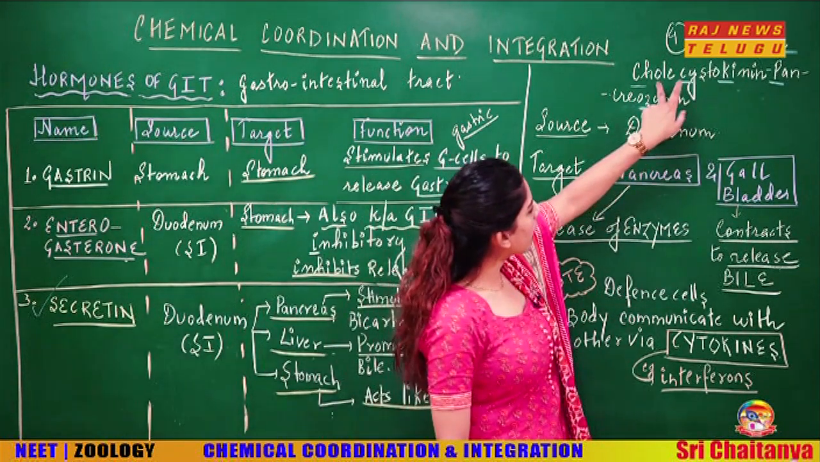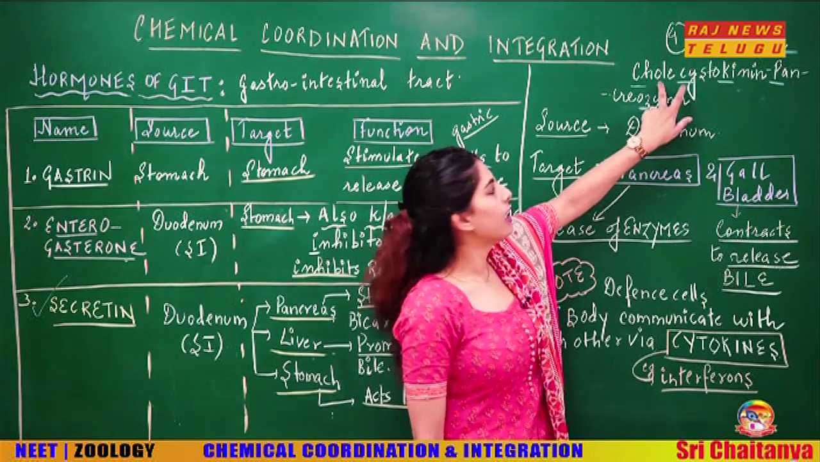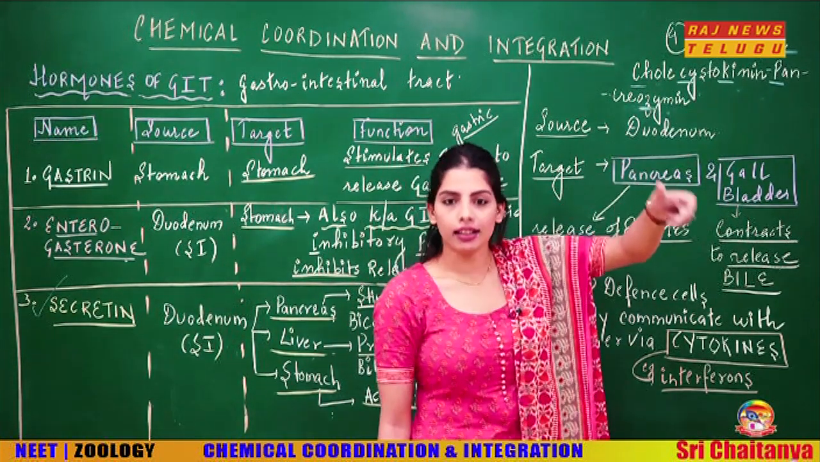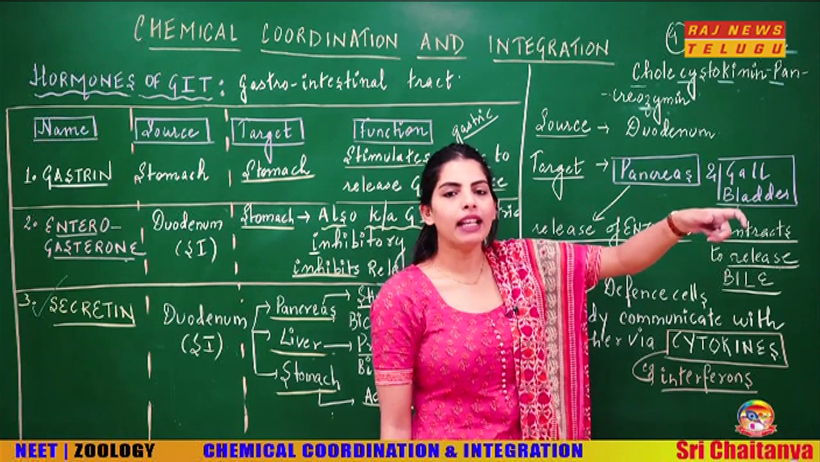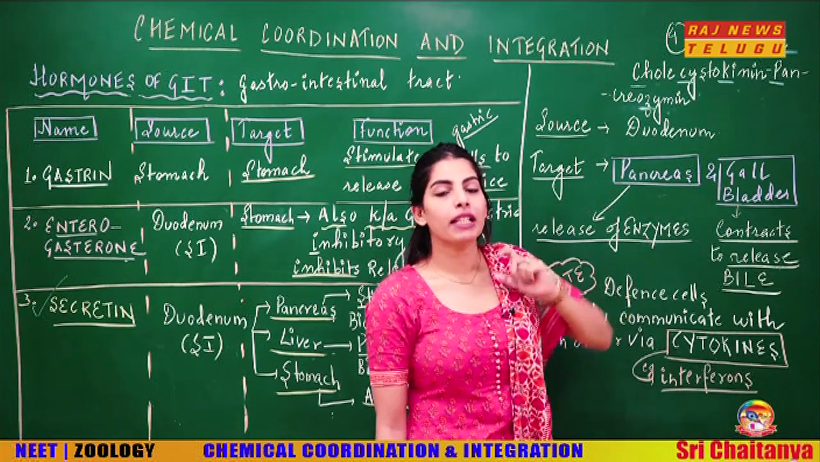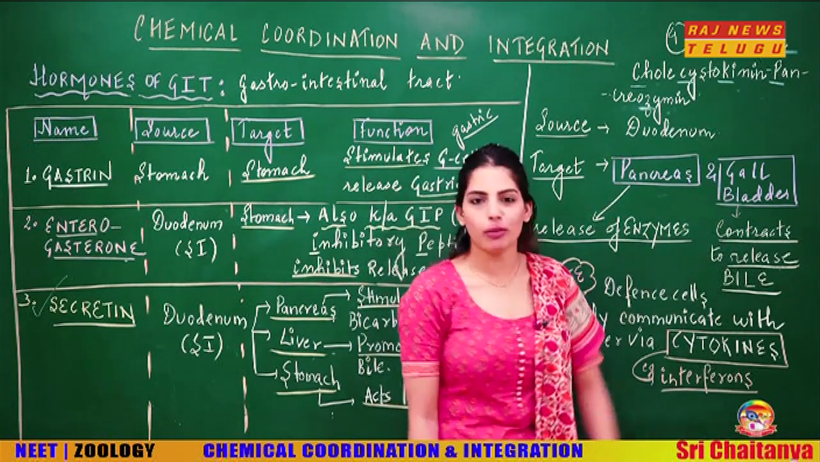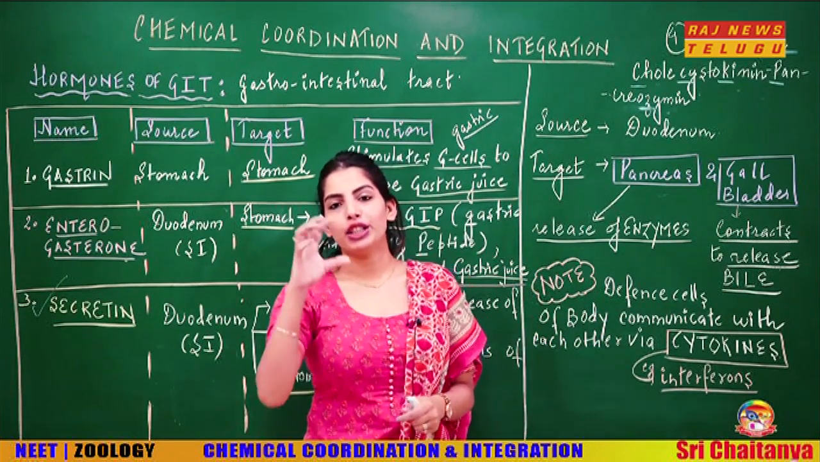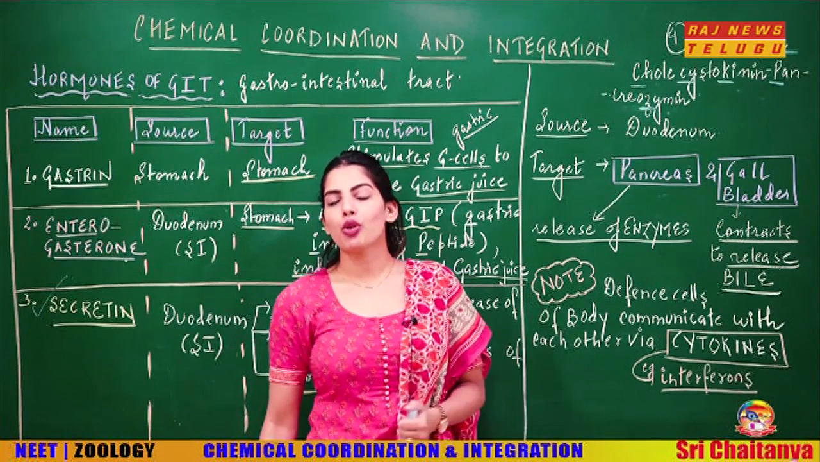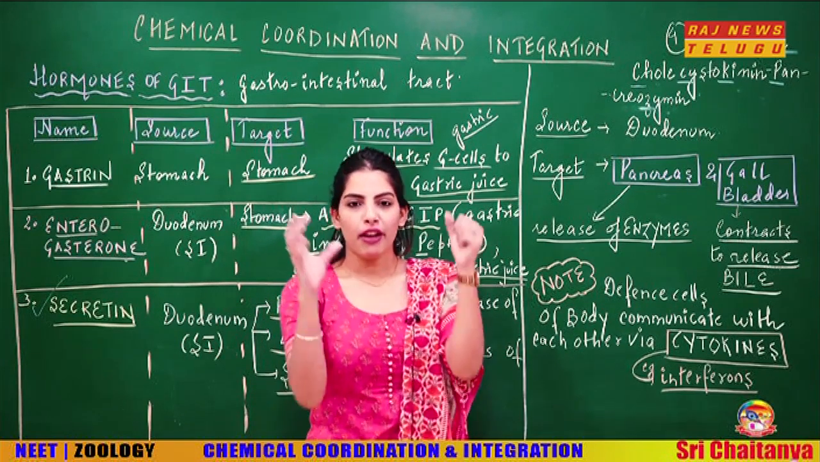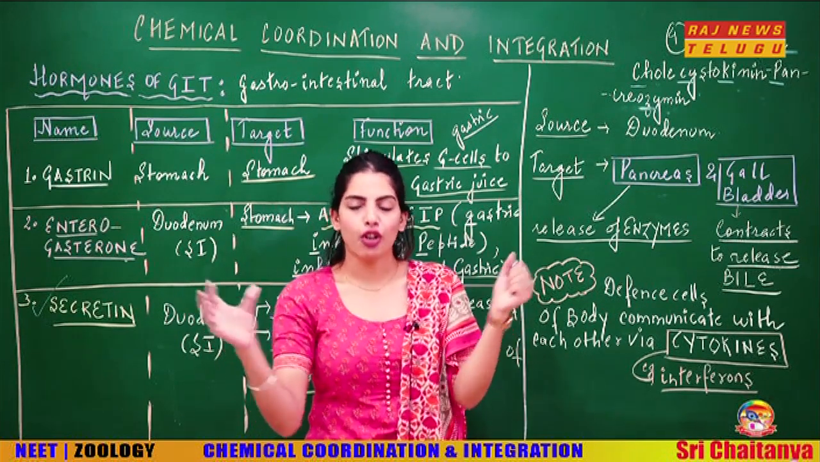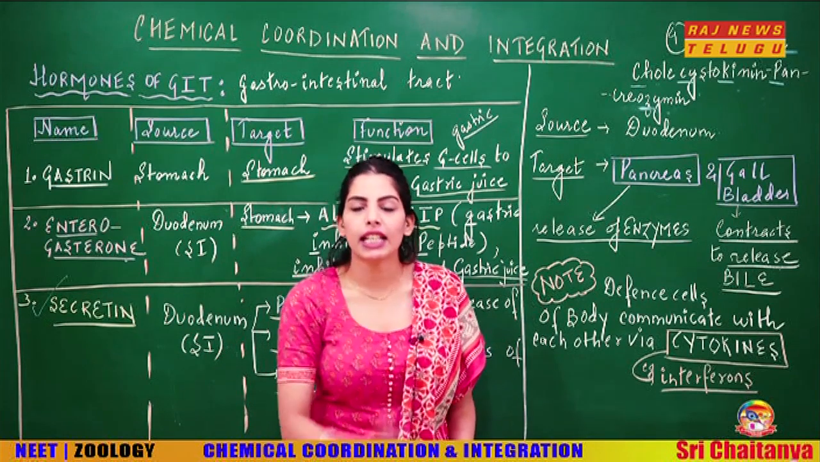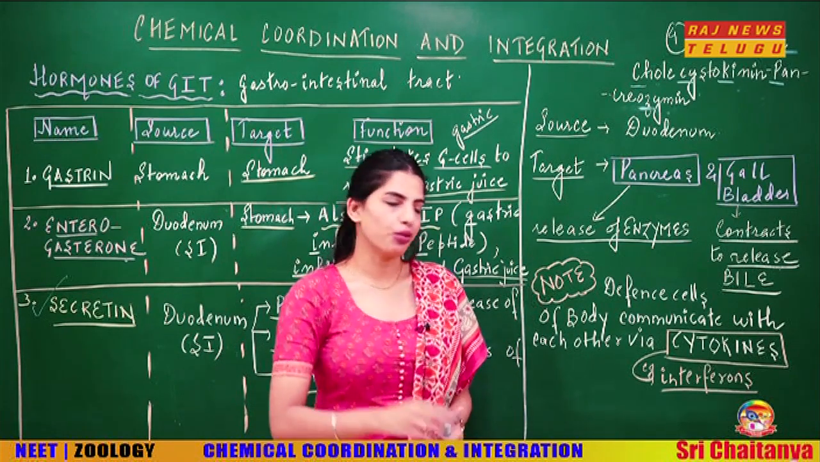Also, can you look at the name here? Chole is related with bile. Cysto means cystic duct. Chole means bile, and cysto comes from the cystic duct that is present in the gallbladder. So you can know the target, and when it acts upon the gallbladder, you know that the gallbladder stores your bile juice. When it acts upon the gallbladder, it is going to contract the gallbladder and release your bile juice.